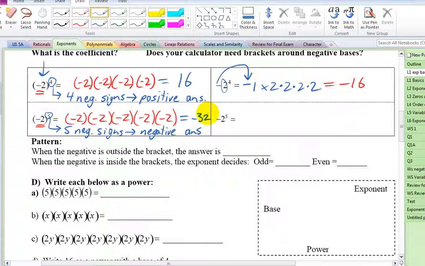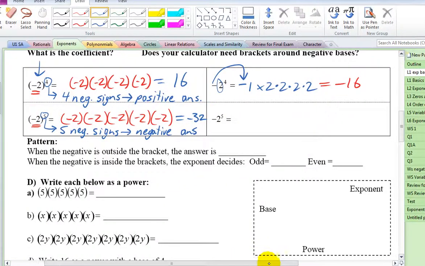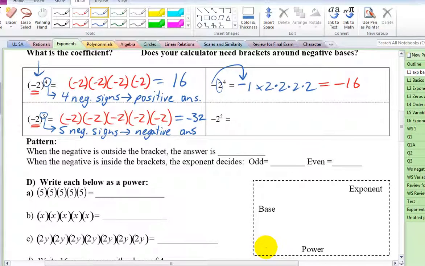Please expand the next one. You should have a -1 coefficient. Then 5 2's. -32 is your answer again. Okay, so you have to be careful with your brackets, don't you? Brackets mean the negative sign is part of the base. No brackets, your negative sign is a coefficient.